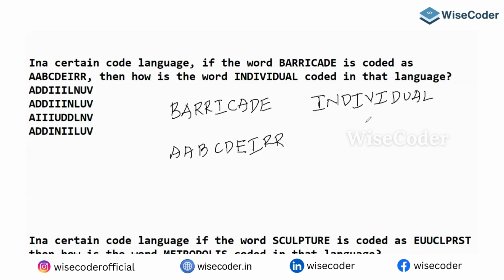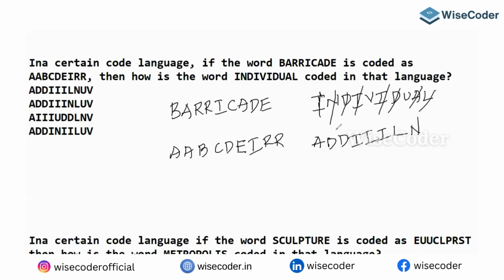In the code language, in alphabetical order, A, B: is A present? Yes. D is present, yes. How many D's? 2 D's. After D, E, no, F, no. So next will be I. How many I's will be present? 3 I's. After I, I's are gone, D is gone, A is gone. So next is what? N, V, U, L. So what is the first letter? L. So L will come into the picture.